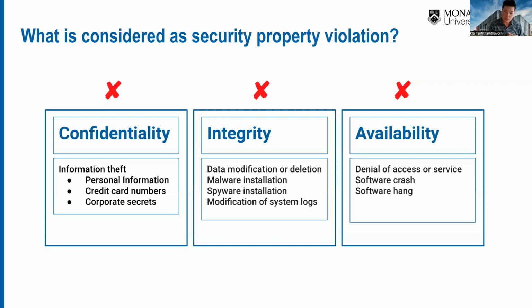Whenever we store data, it should not be modified at all. That's data integrity, and that's why we have blockchain. Data availability means that when the software or system hangs or crashes, or suffers a denial of service such as a DDoS attack, it becomes unavailable. So how can we address that kind of issue as well?